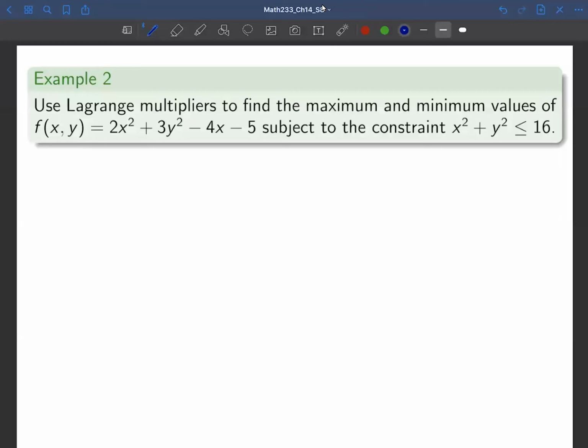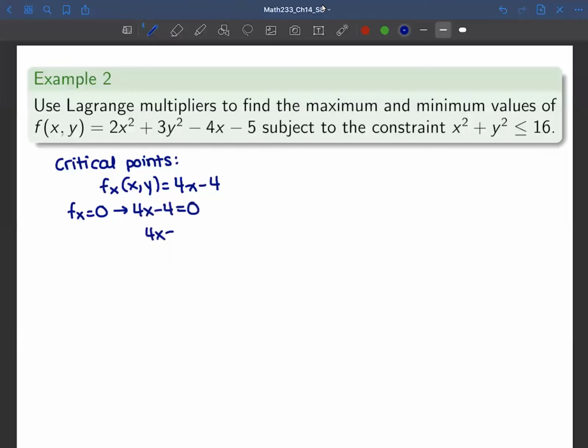First of all, we'll need to find whether we have any critical points. To do that, we'll have to check whether the gradient of f is equal to the zero vector. So we have that fx(x, y) is equal to 4x - 4. Setting fx equal to 0 gives 4x - 4 = 0, which means that 4x = 4, so x = 1.